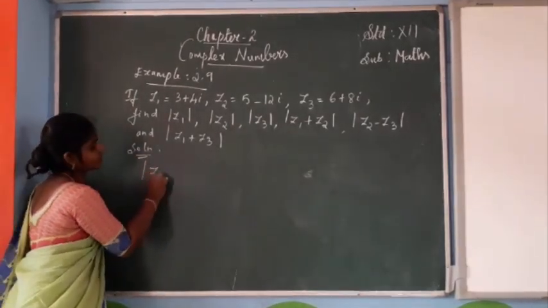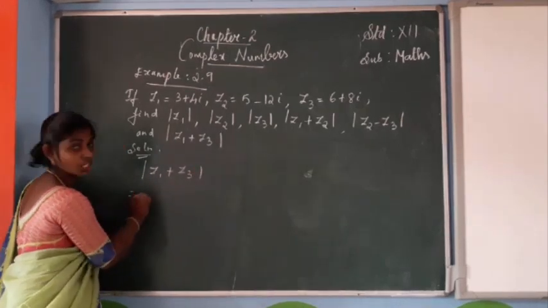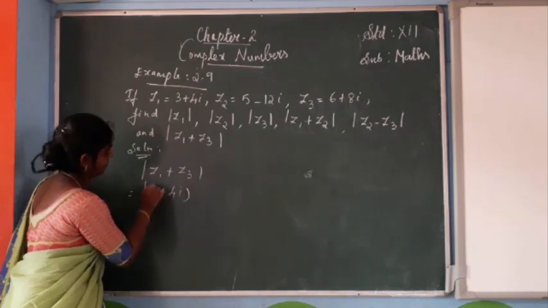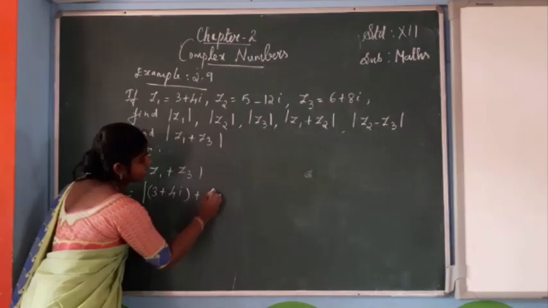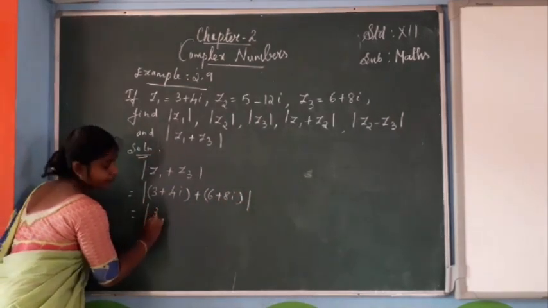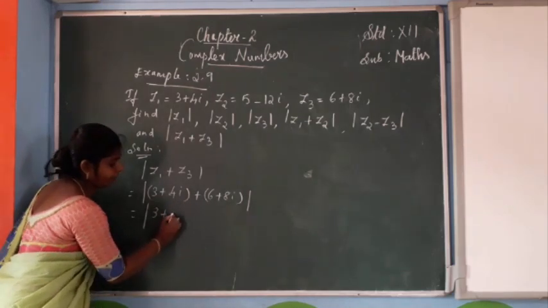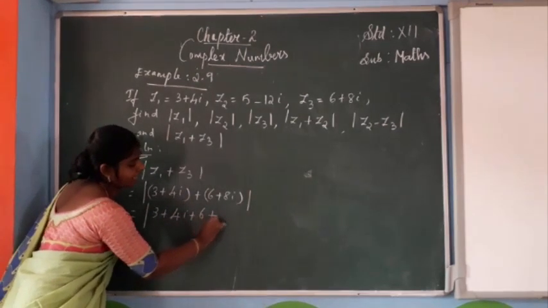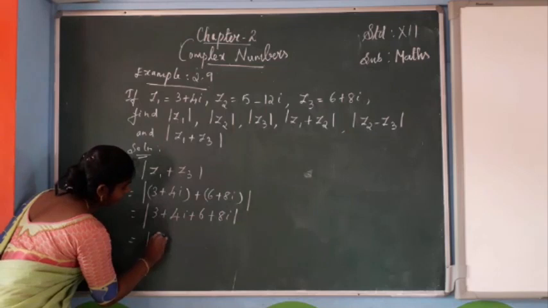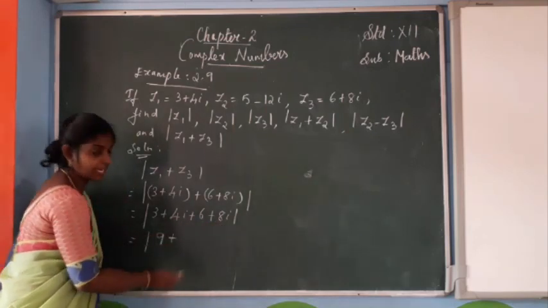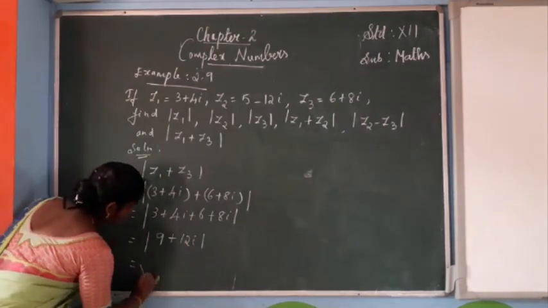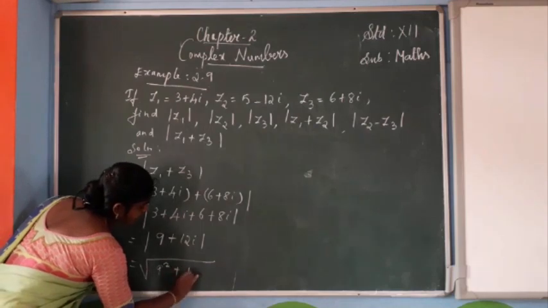Next, we can find the value for modulus Z1 plus Z3. That's equal to modulus of Z1 value 3 plus 4i plus Z3 value 6 plus 8i. Remove the brackets: 3 plus 4i plus 6 plus 8i. That equals modulus of 3 plus 6, the value is 9, plus 4 plus 8, the value is 12i. Then you have to use the formula, root of 9 square plus 12 square.